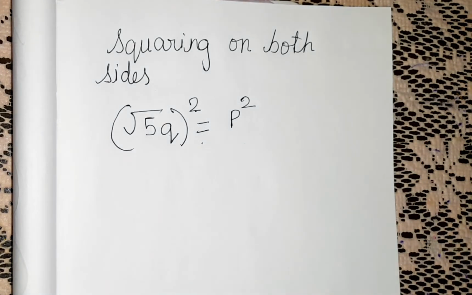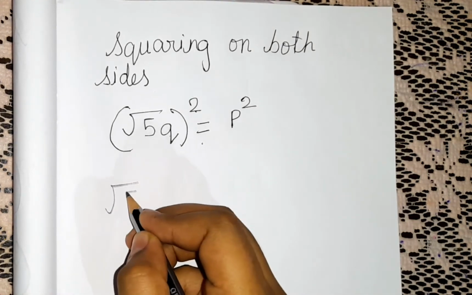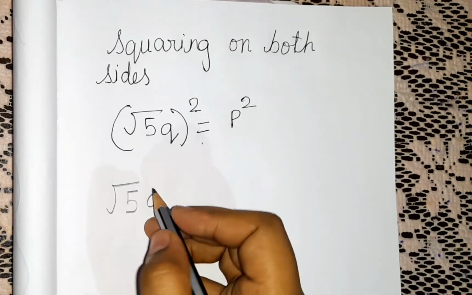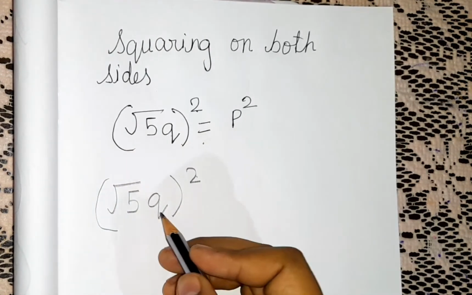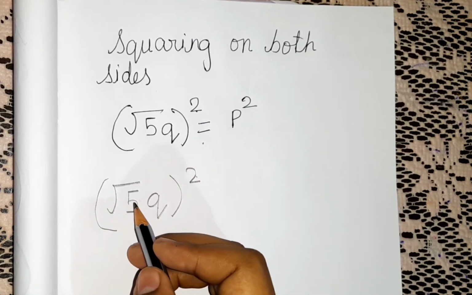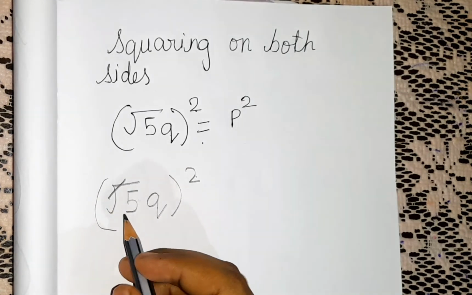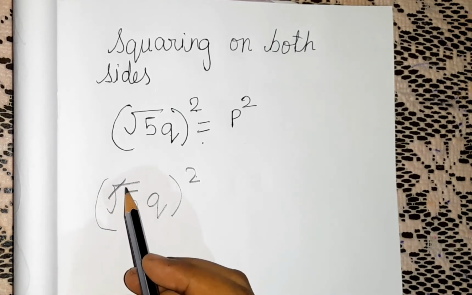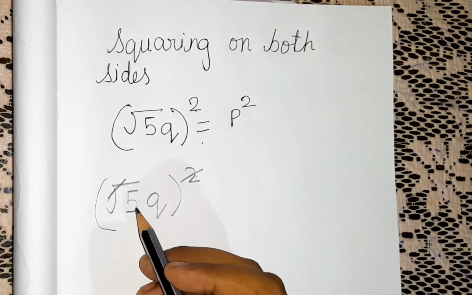So this is for your understanding, so I am writing in pencil. Here it is root 5 into Q, and whole square. This 2 belongs to Q as well as root 5. Am I right? Now we are going to cancel the square for root 5. Root means it is a square, so we cancel this root and one square. So now it is 5Q square.